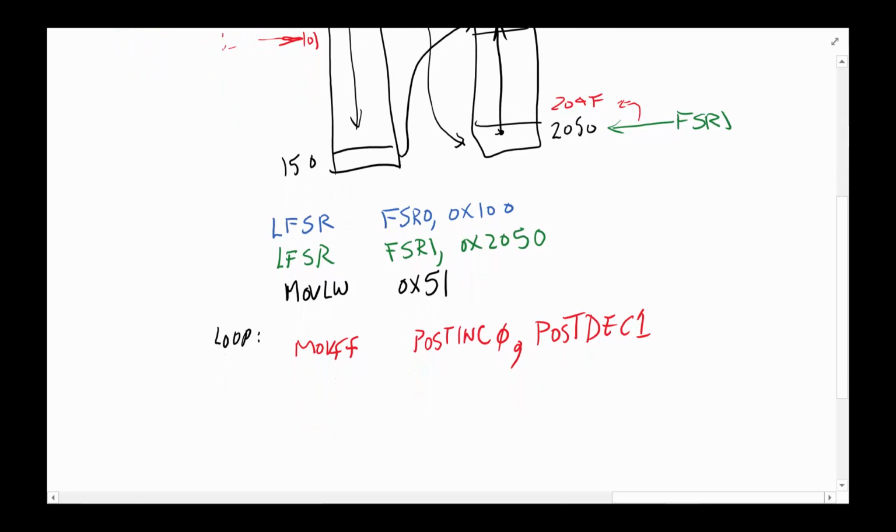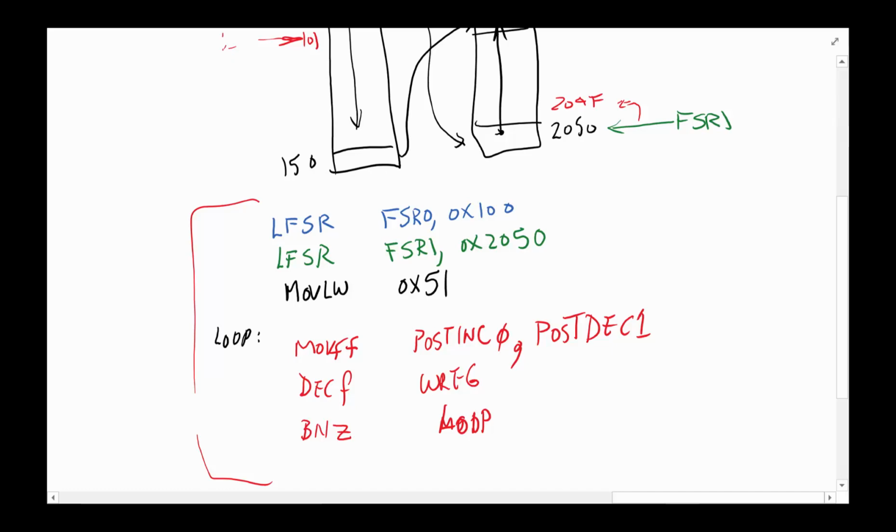And then you've got to stop after 51. So all you need to do is say, okay, decrement the W register. So you're decrementing the W register until it's 0. When it's 0, you don't do it anymore. So branch not 0 back to the loop. Okay, and this little piece of code moves the data in reverse order.